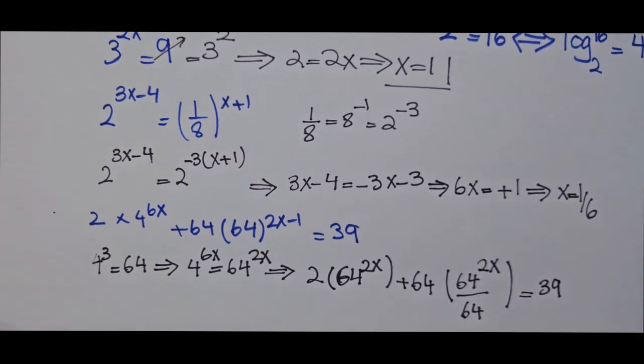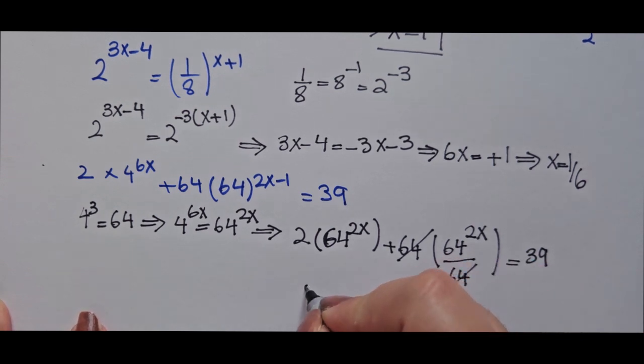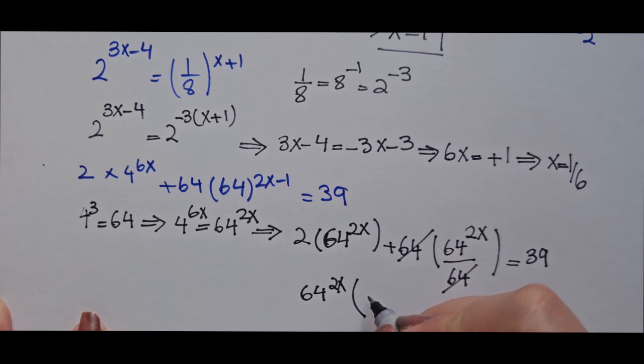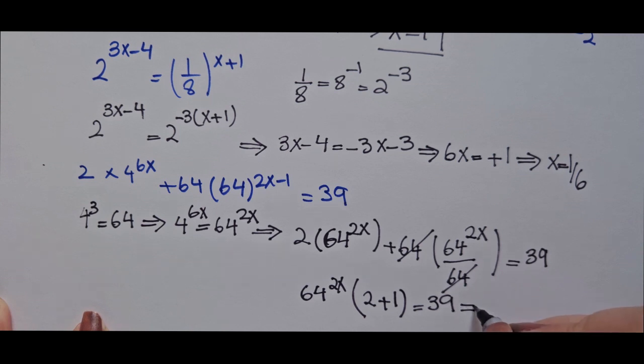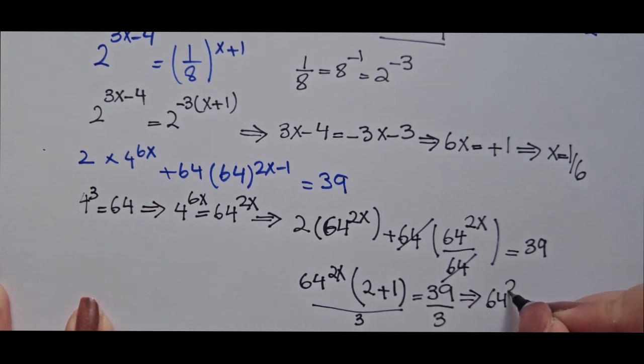Let's do some simplification. So this and this will cancel out. What I can do here is factorize 64 to the power 2x. Then I would have 2 plus 1 equals 39. Okay, so from here, you can divide both sides by 3, right? So on this side, you would have 64 to the power 2x is equal to 13.